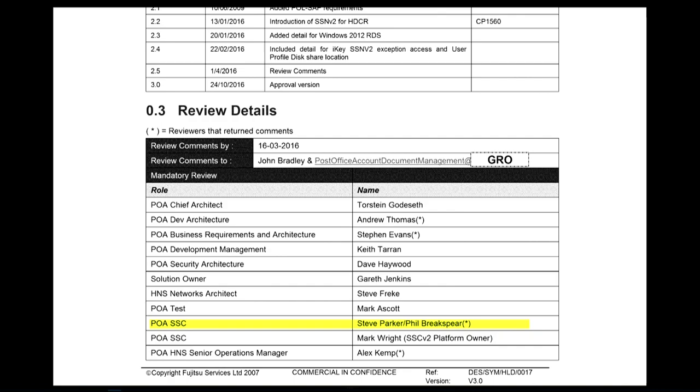Yes. Does that mean it was Mr. Breakspear that did so, or does it mean that either of you and Mr. Breakspear did? I would expect that to mean Phil did. By that time, I was getting less and less technically proficient, having been in a management role for longer, and I didn't feel competent to actually comment on this kind of document.